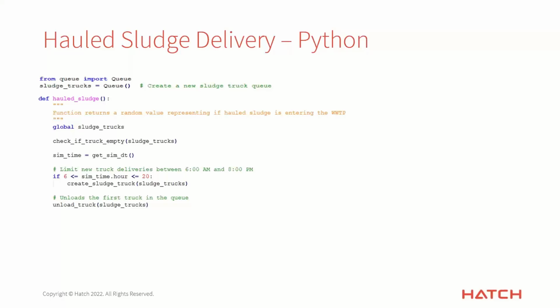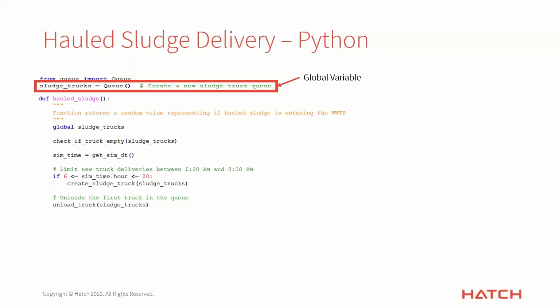So the first thing that we're going to do is define a global variable, which we're going to call sludge trucks, which is just a queue variable in Python. It's a queue data structure using the built-in queue library that comes with Python. And that is essentially a first in, first out data structure, so that the first object that comes into our script, or in this case, the first truck, is the first one that's serviced before we then look at the next one.